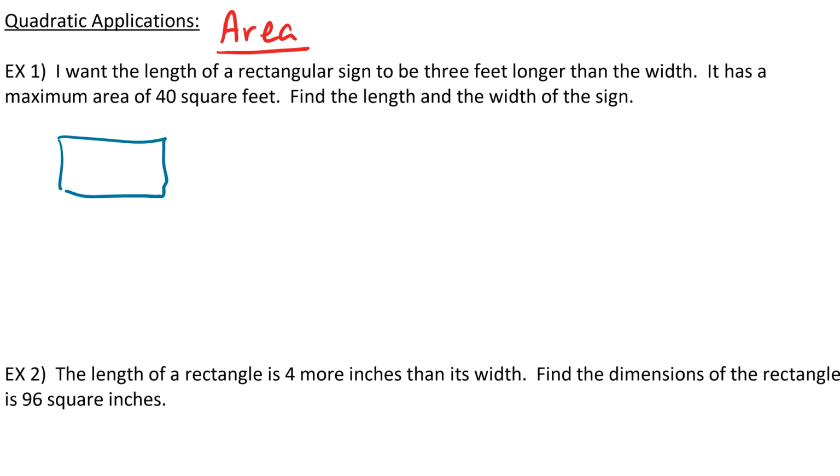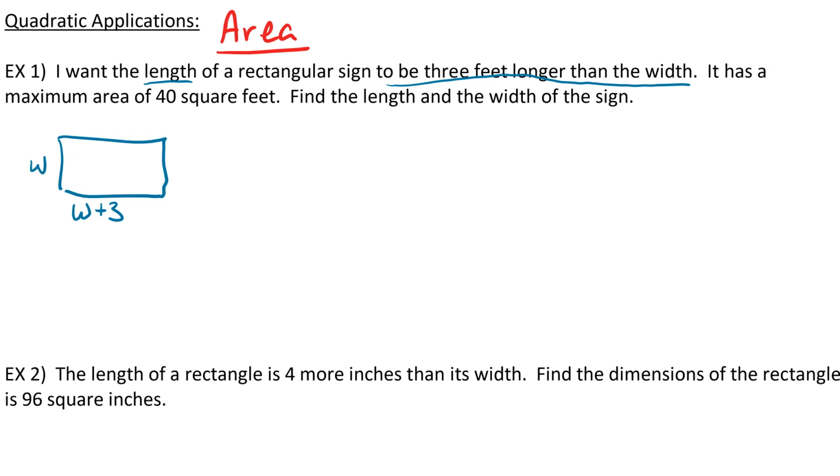Alright, it says that we want the length to be 3 feet longer than the width. So how do we write 3 feet longer than the width? Well, that would be the width, which I'm just going to call W, plus 3. Now, if that side's W plus 3 and that's the length, then this side, which is the width, would just be W, because that's what we called the width.